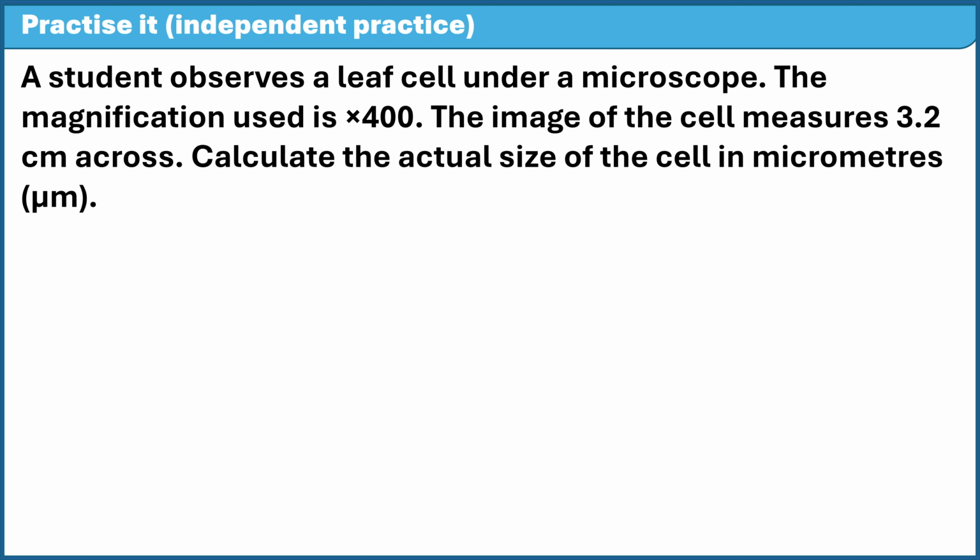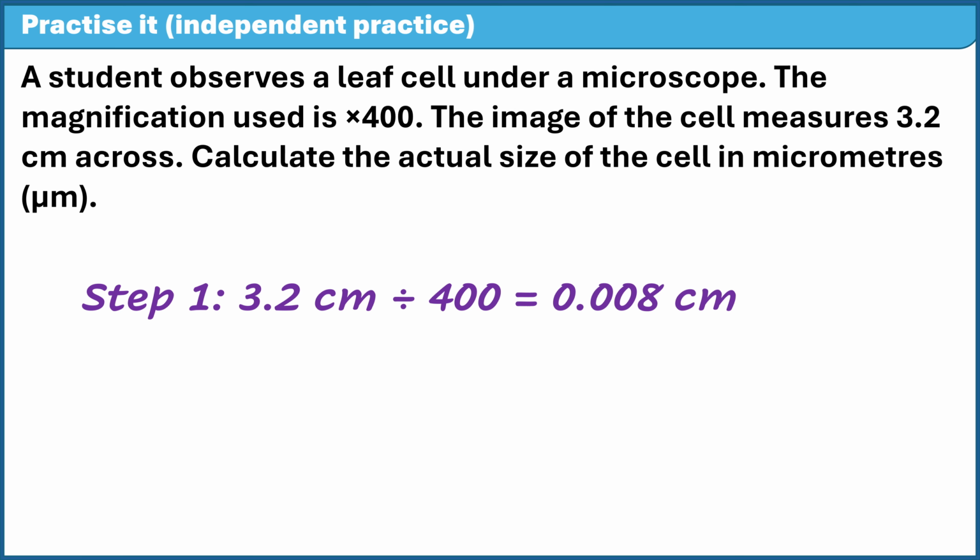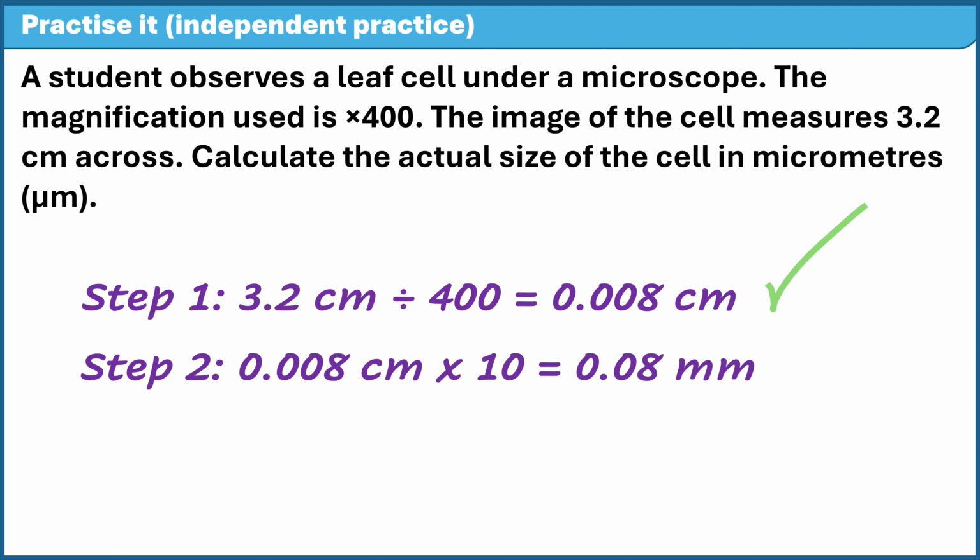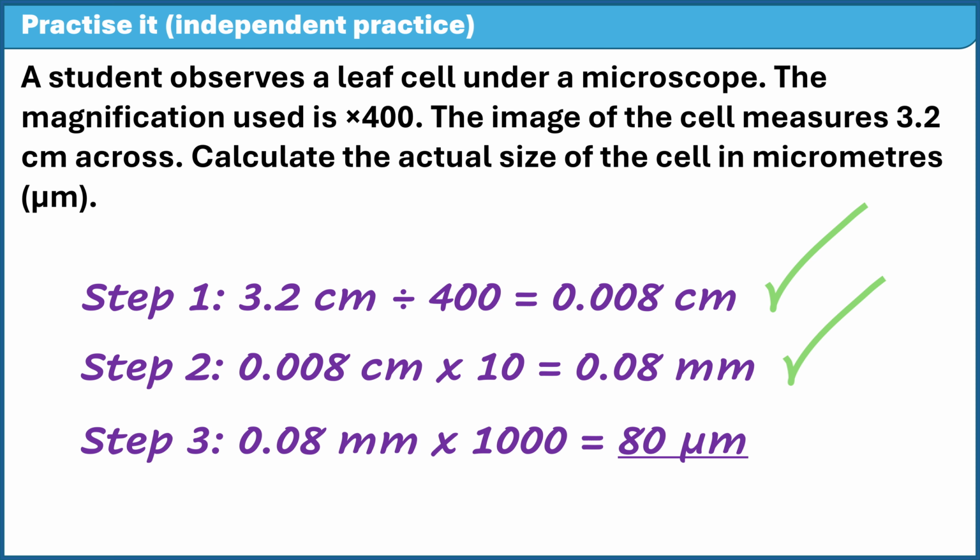Right, let's go through the answers. Step 1 is to work out the actual size by doing 3.2 divided by 400, which gives us 0.008 centimetres. Step 2 is to convert the centimetres into millimetres. We do this by multiplying 0.008 by 10, which gives us 0.08 millimetres. Finally, step 3 is to convert the millimetres into micrometres. We do this by multiplying 0.08 by 1,000, which gives us a final answer of 80 micrometres.